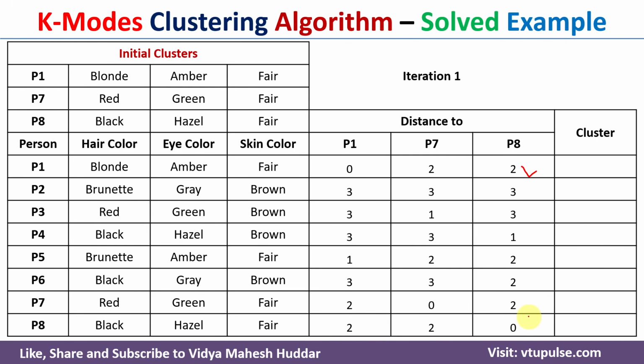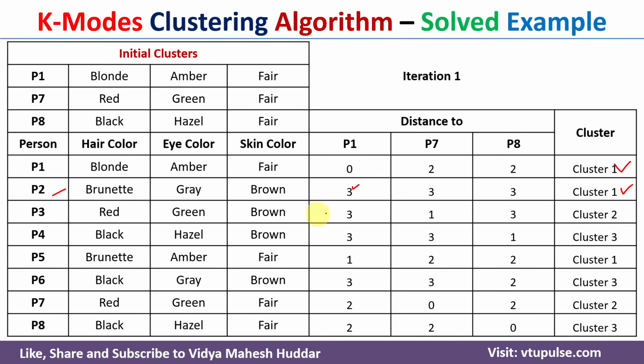Once you find the dissimilarities with respect to the initial clusters, next we need to assign these persons to one of the clusters: cluster 1, cluster 2 and cluster 3. Cluster 1 is P1, cluster 2 is P7 and cluster 3 is P8. While assigning the clusters, we need to choose the minimum dissimilarity. For person P1, the minimum dissimilarity is with respect to P1, so the first person will be assigned to cluster 1. For P2, it is 3, 3, 3. There is a tie, so we will randomly choose cluster 1 for the second person.